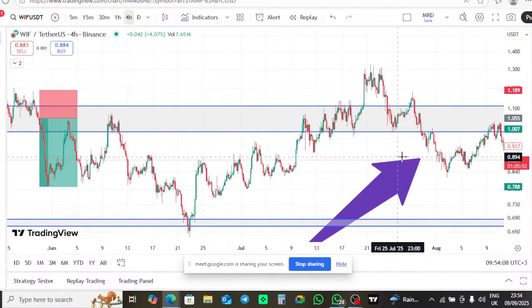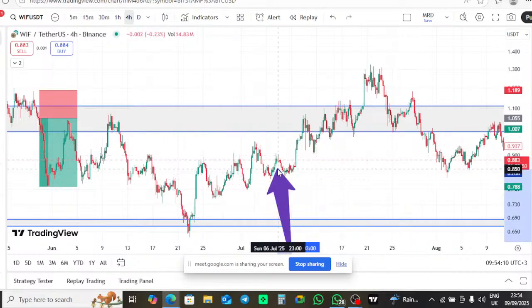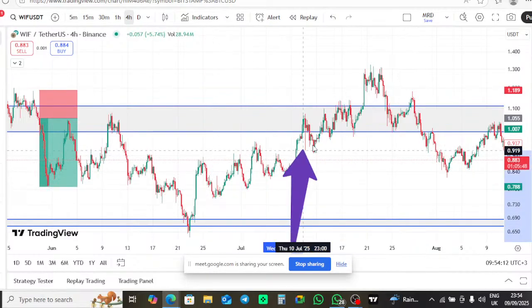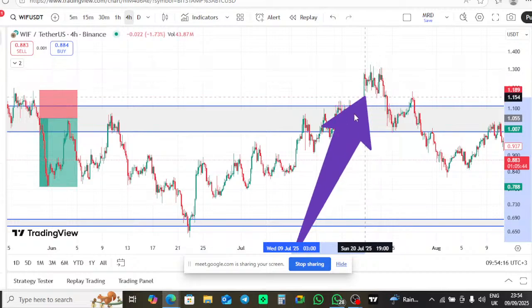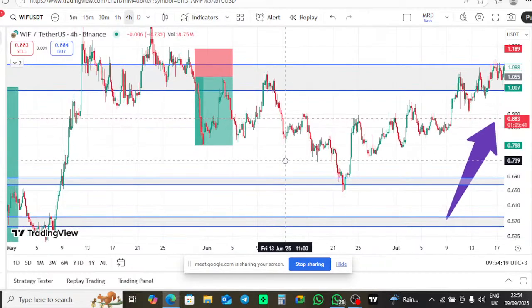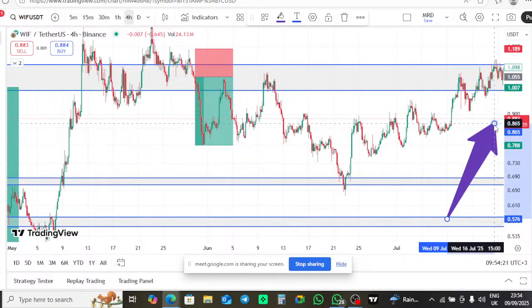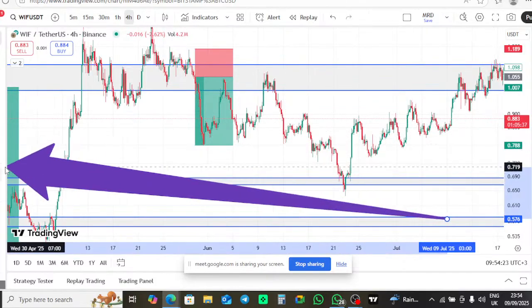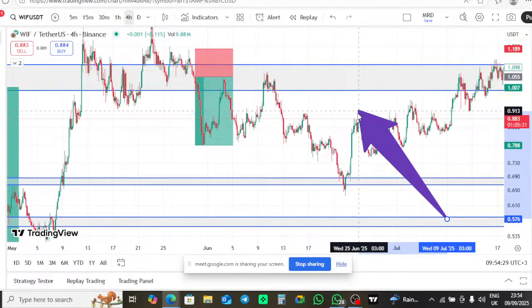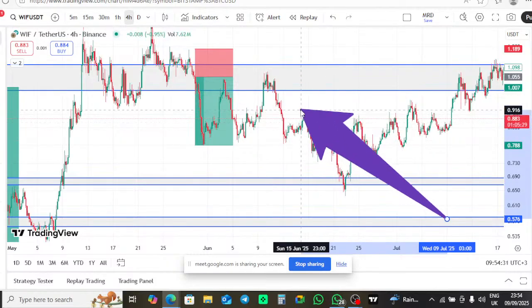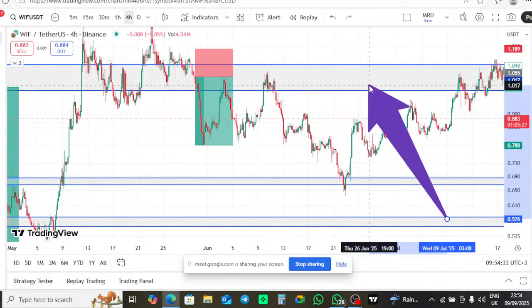On 4 hours, we were allowed to trade. But on 1 day, here we are not allowed to trade. You get the point? This line was coming from this point this way. And meaning here, if we respect it here, we could trade, targeting here, here, and here. Are you getting the point?